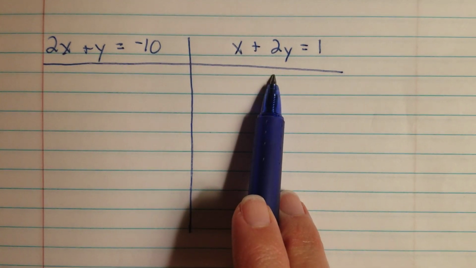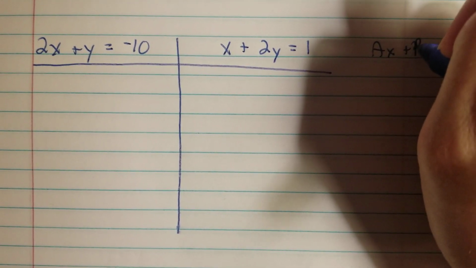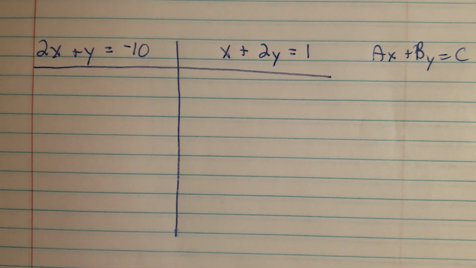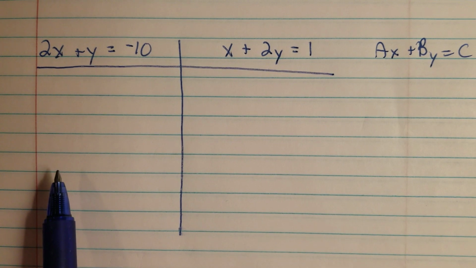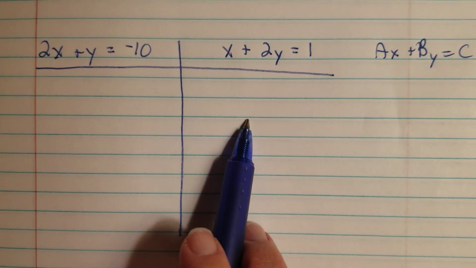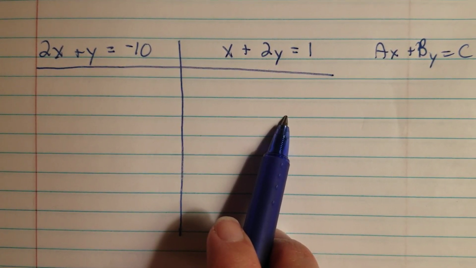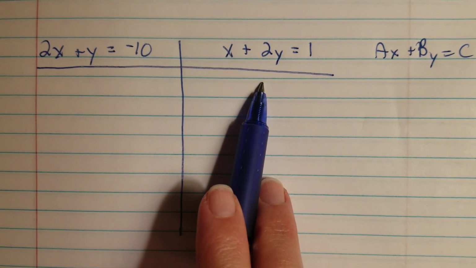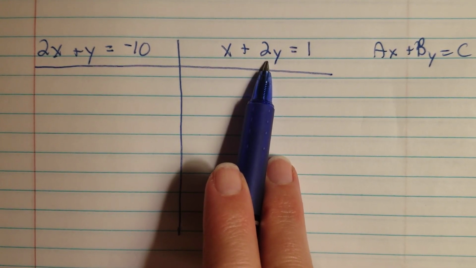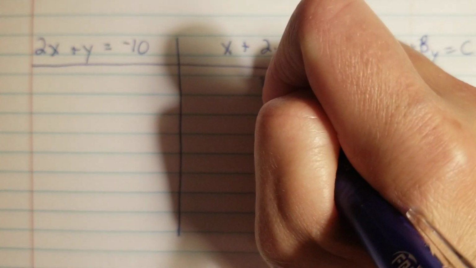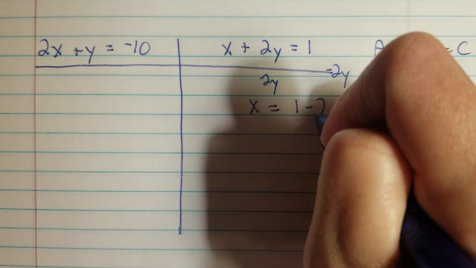Now, both of these equations are in standard form. Standard form is ax plus by equals c. We don't really use standard form that much, but that's what it looks like. For this type of problem, I'm going to take one of these equations and get a variable by itself. It doesn't matter. You could get the y by itself or the x by itself. Just for fun, I'm going to start with this equation and get x by itself. I'm going to isolate x. That means I'm going to subtract 2y from both sides. So x equals 1 minus 2y.